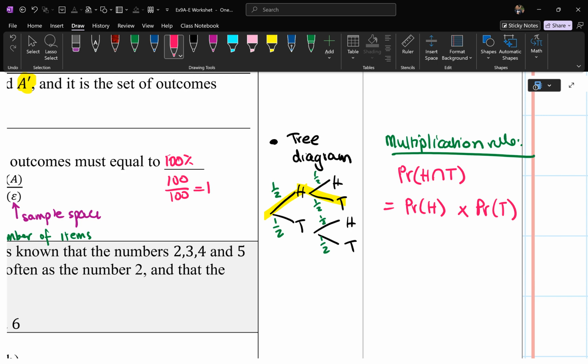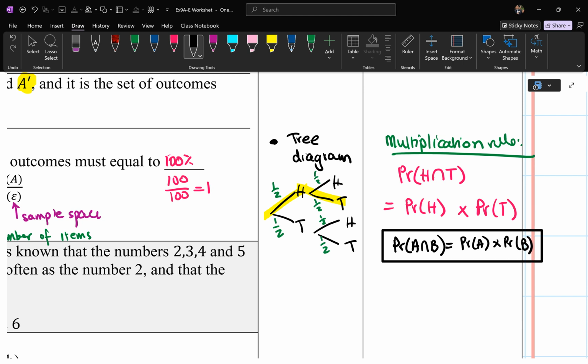The technical rule is written as the probability of A intersect B is equal to the probability of A times the probability of B. That's what the multiplication rule is, and that's what allows you to use it in tree diagrams. Next one.